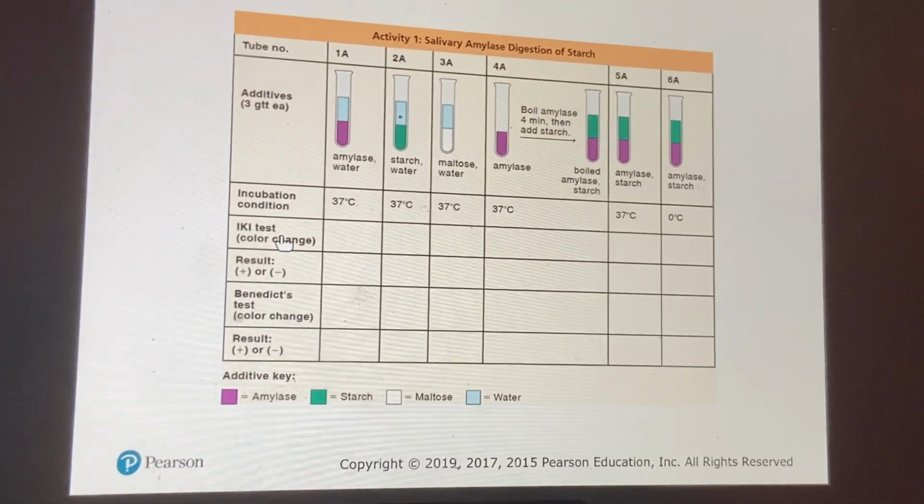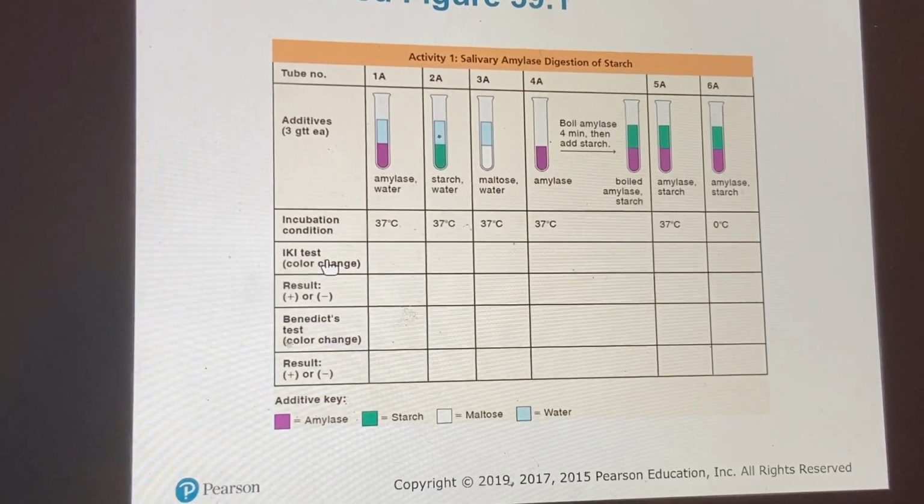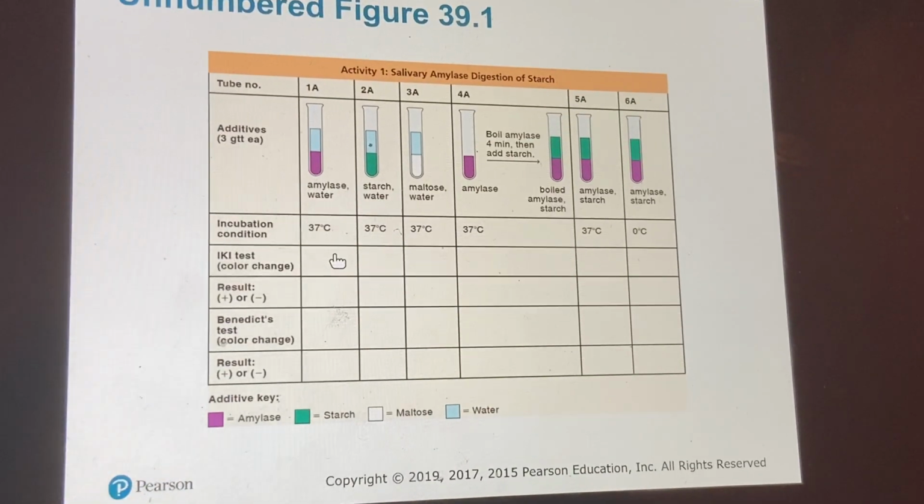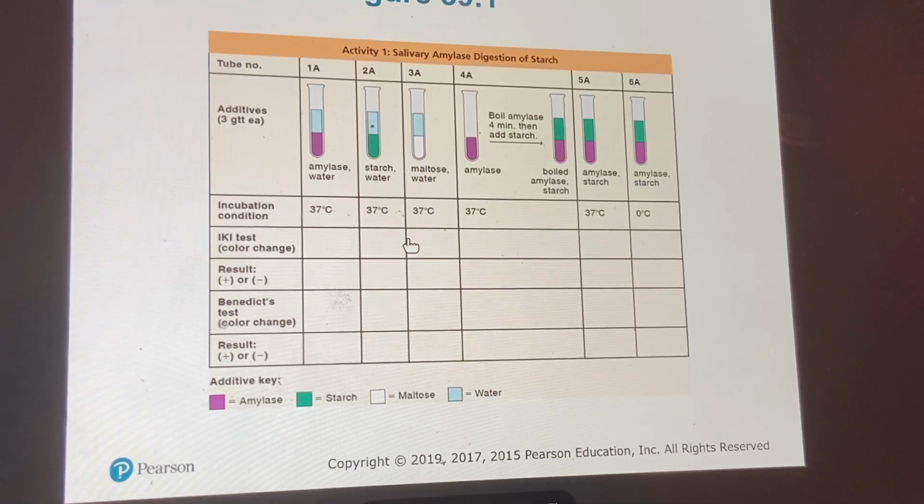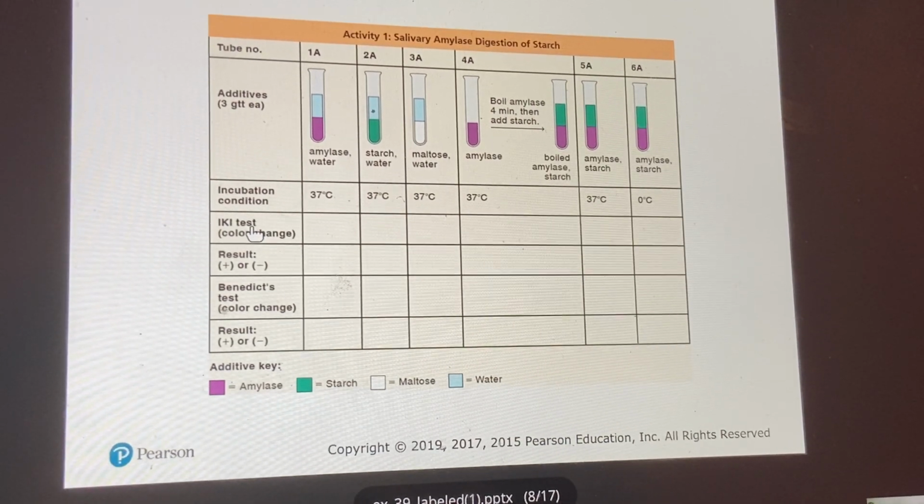There should be a color change. Will there be a color change or no color change? You just have to put positive or negative. Your answers here are positive or negative. So let me ask you now. IKI is a test for what?